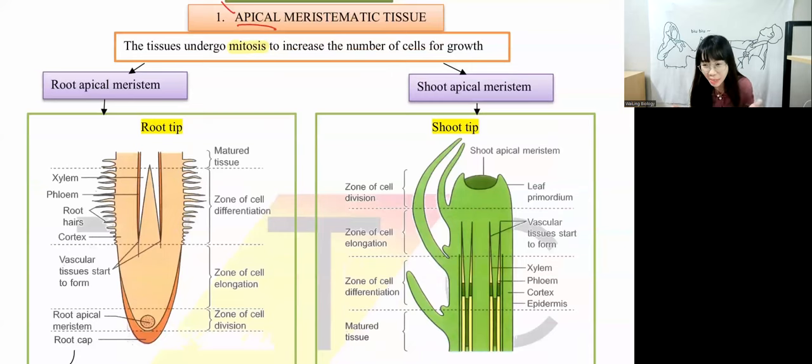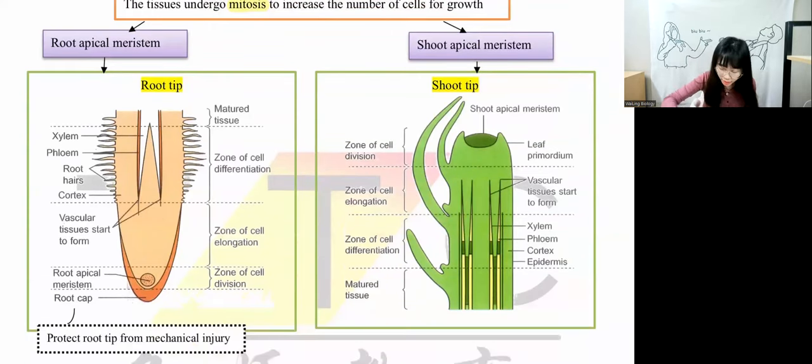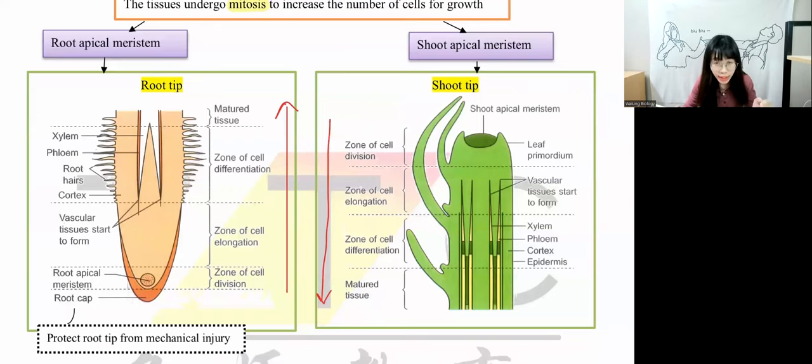When we look at this diagram, we have to be careful of the sequence of it. How do we look at the root tip? For the root tip, we have to look upwards. For the shoot tip, we have to look downwards. We have a sequence over here: shoot tip, we look downwards; root tip, we look upwards.